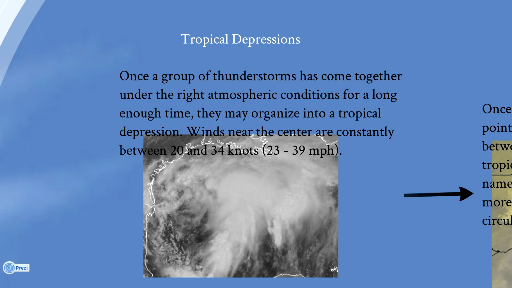The first step towards becoming a hurricane is a tropical depression. A tropical depression is a group of thunderstorms that have come together under the right atmospheric conditions for a long enough time, and they may start spinning. The winds near the center are between 20 and 34 knots.